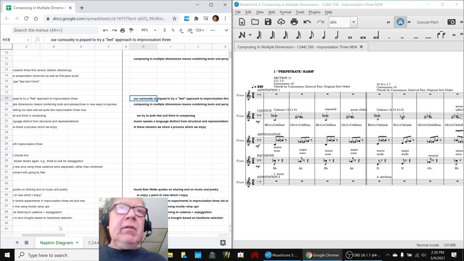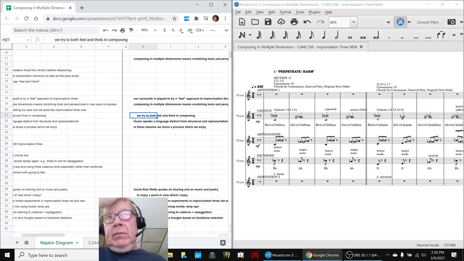Alrighty, ladies and gentlemen, this is a recap of Composing in Multiple Dimensions, Part 61: Feel. In today's episode, we decided to try a feel approach to get us out of a bit of a rut we felt we were in. We generally like to do both feeling and thinking when we compose, and today we tried the feel side.